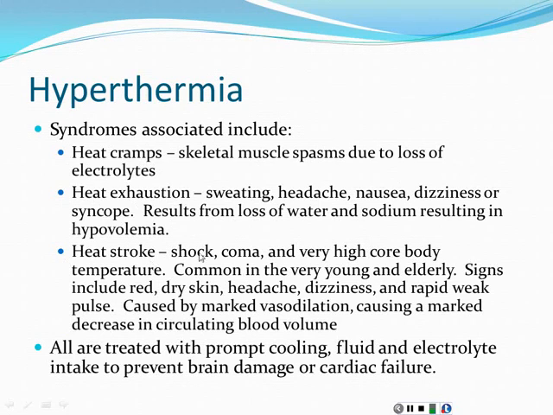And then heat stroke is the most serious form. So this is shock, in other words, hypotension, coma, very high core body temperature. Normal healthy people don't usually get into heat stroke. It's very young and very old people who do. And we talked a little bit the other day about why the elderly end up in this, because they're less sensitive to heat and they have less vasculature to their skin, so they have some risk factors. But we see red, dry skin, headache, dizziness, rapid, weak pulse. So this is the, call the ambulance. This person needs immediate help.